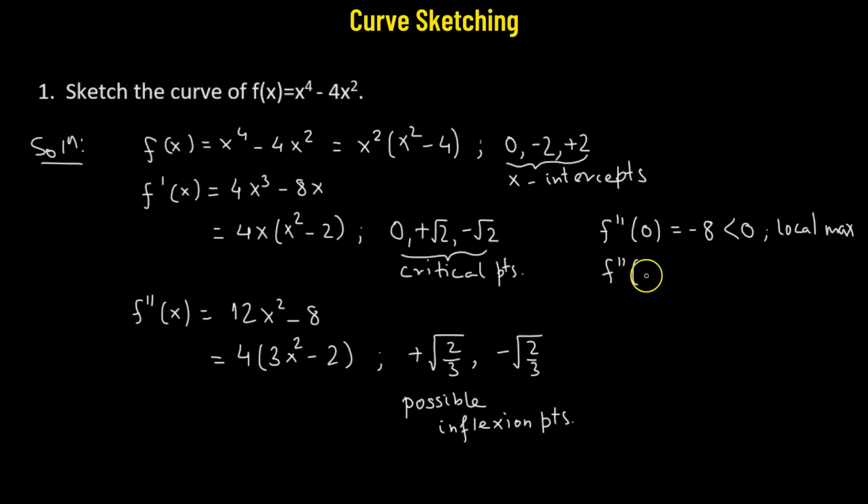For x equals square root of 2, we will get positive 16, which is greater than 0. So this will be a local minima. Similarly, f''(-square root of 2) is also going to be positive 16, so that means it is greater than 0. So this is also going to be a point of local minima. Fine.